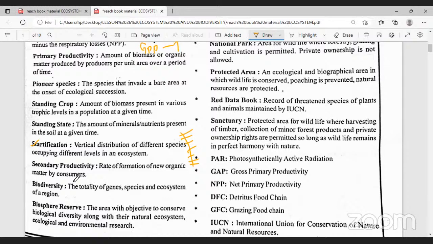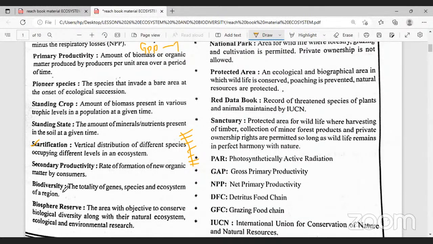It is called secondary productivity. What is the meaning of secondary productivity? It is the new organic matter produced by the consumers, the primary consumers. So that is called secondary productivity. And biodiversity.